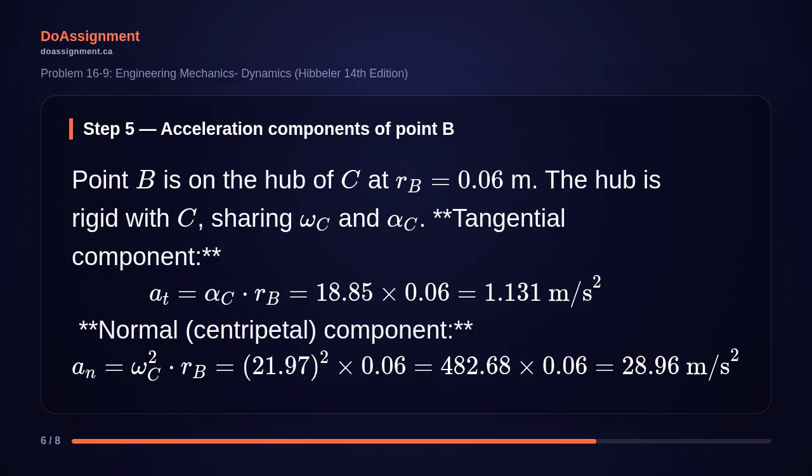Point B is at the rim of the hub at a radius of 0.06 meters. Since the hub is rigidly attached to Pulley C, it shares the same angular velocity and angular acceleration. The tangential component of acceleration equals alpha C times R B, which is 18.85 times 0.06, giving 1.131 meters per second squared. The normal or centripetal component equals omega C squared times R B, which is 21.97 squared times 0.06, giving 28.96 meters per second squared.